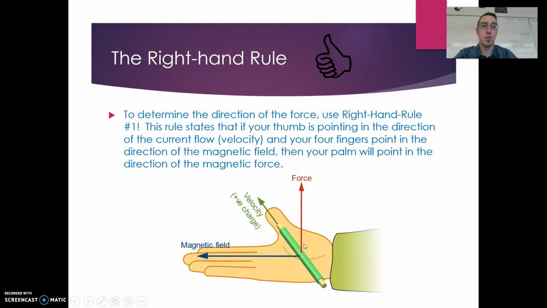And we call it the right-hand rule because you have to use your right hand for it. If you use your left hand for this rule, you'll end up with the wrong answer. It'll be the exact opposite, which doesn't work.